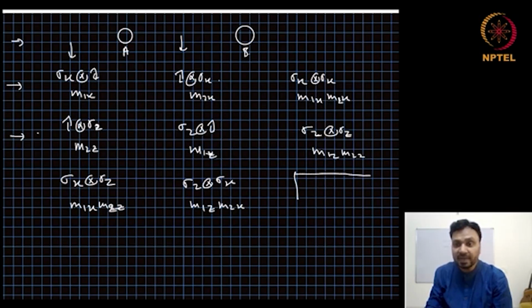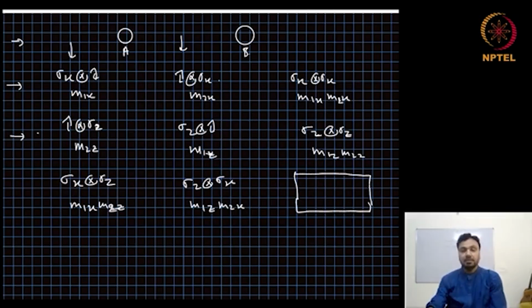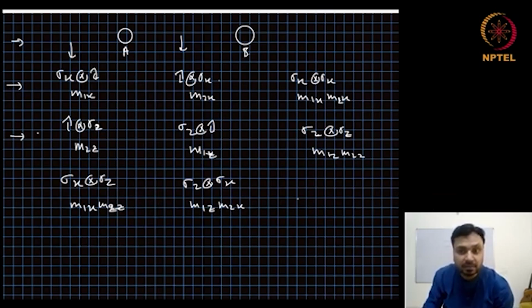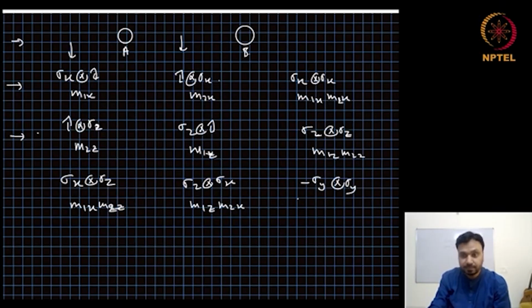Now the question is, what element of physical reality should we put in this box here? There are two ways. One is that sigma x tensor sigma x commutes with sigma z tensor sigma z. This can be verified. So the product of these two operators will be another element of physical reality, and that will be sigma y tensor sigma y, but with a minus sign. So the outcome is minus m1y m2y, which is the product of m1x m2x m1z m2z. And if we take the product of these two operators, they also commute. Sigma x tensor sigma z commutes with sigma z tensor sigma x, and the product will be sigma y tensor sigma y with a plus sign.